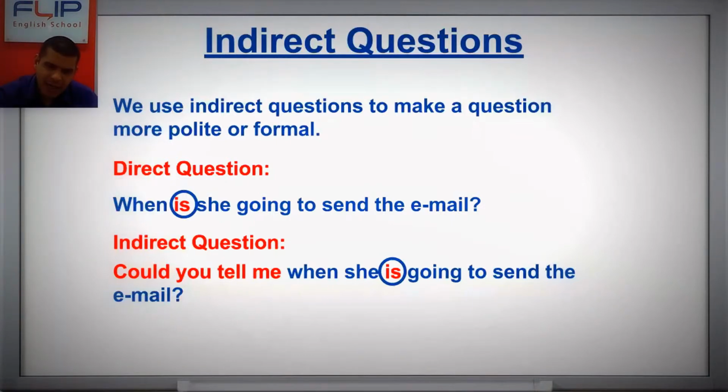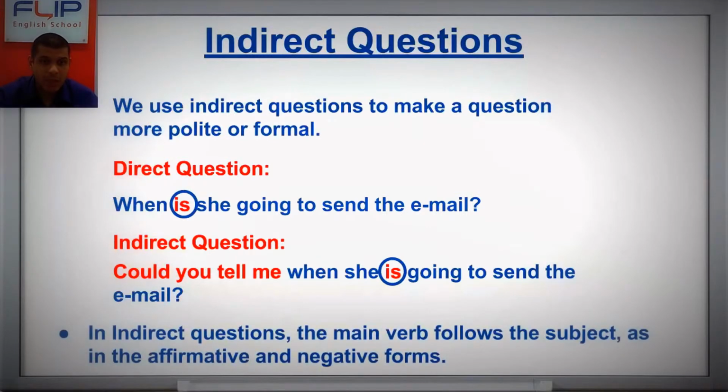And then I have an explanation here for you. Let's take a look. In indirect questions, the main verb follows the subject. It comes after the subject, as in the example before, as in the affirmative and negative forms. So in the interrogative, as I used in the direct question, the verb be comes before the subject. But in indirect questions, the verb comes after the subject, okay? It follows the subject, all right?